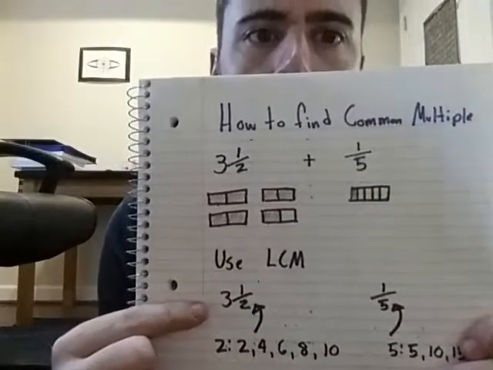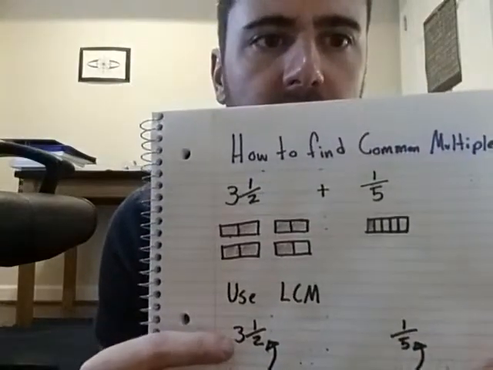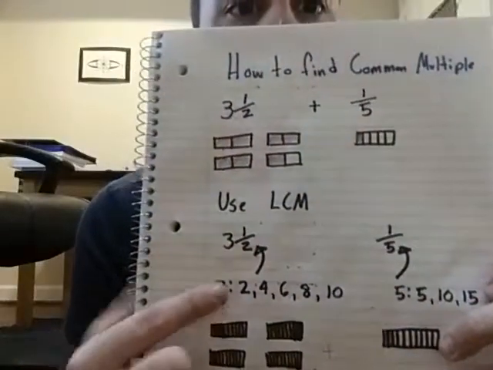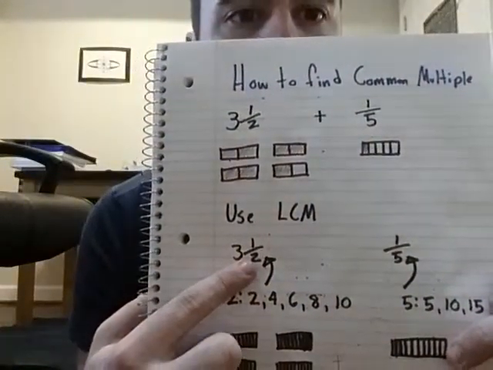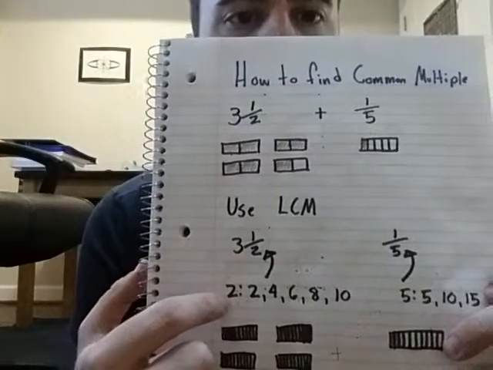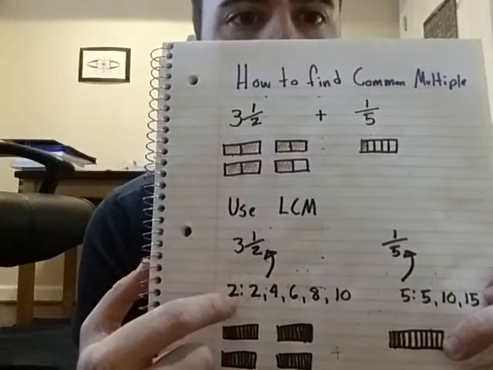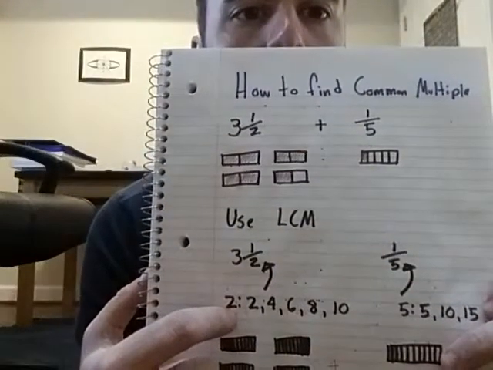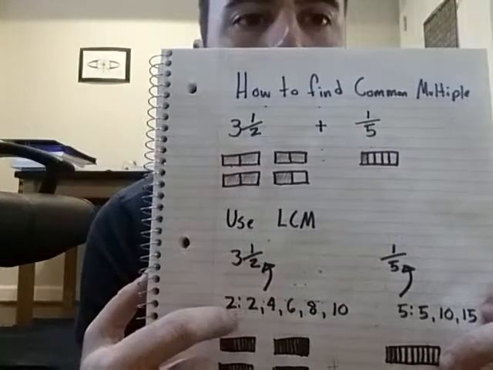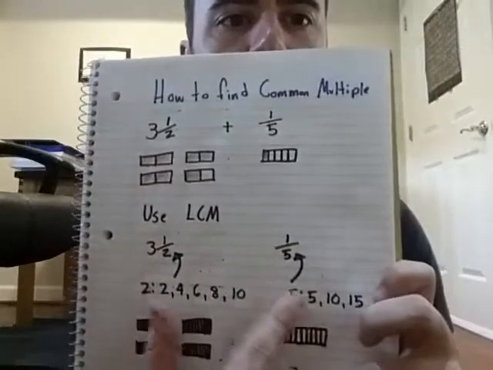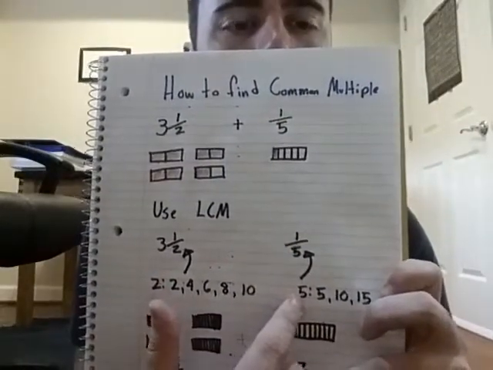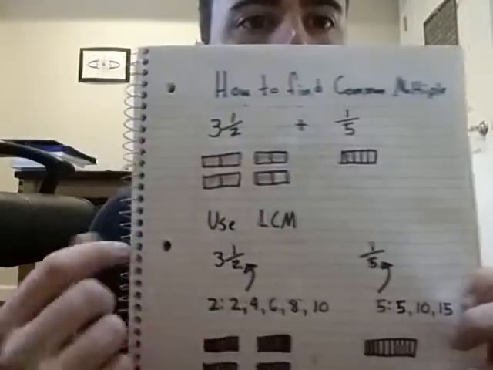Okay, so here we go. I've written our 3 1/2 here, and I've written our 1/5 over here. Down here, I took our denominator, 2, and I listed it here, and I put a little colon. That's just a way to help yourself organize all the multiples. And I've done the same thing over here. I took our denominator 5, and I have listed out all the multiples.